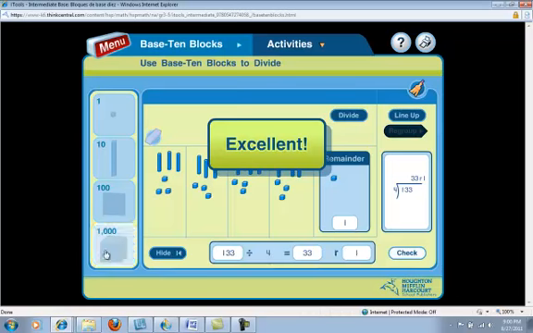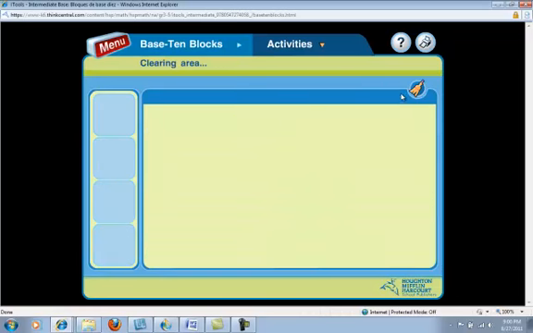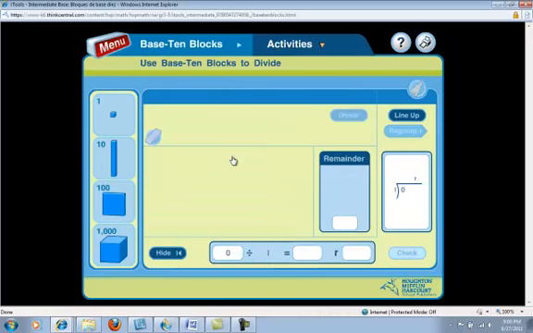Excellent. Now it's your turn to use the base 10 blocks iTools to solve the problems on your worksheet. If you have any questions, you can come back and watch this tutorial again to get some more help.